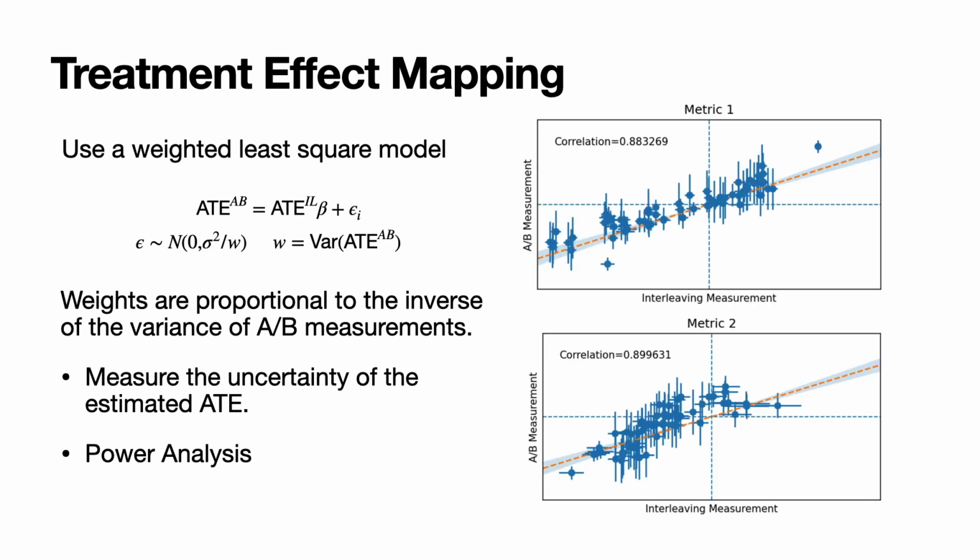And here are two plots of the treatment effect mapping, and you can see that the linear correlation is very significant. And with uncertainty, basically almost all of the observations have their error bars cross the regression line, meaning that linearity is an accurate picture of the relationship between interleaving and A/B test when we consider uncertainty.